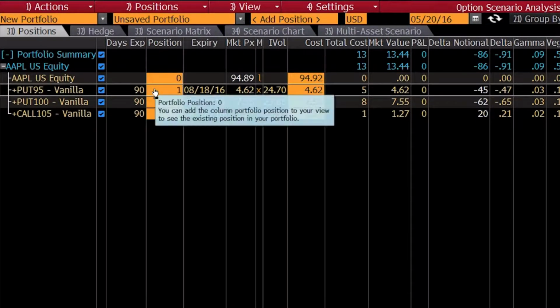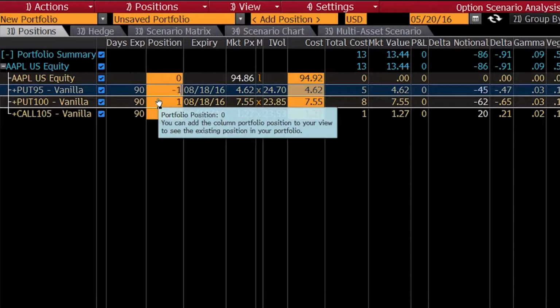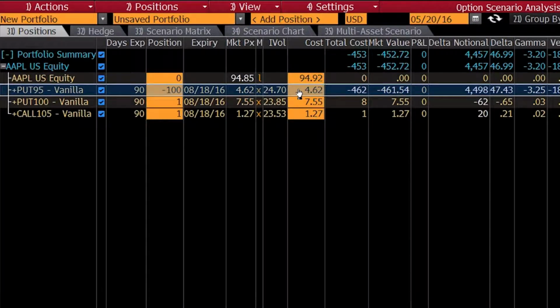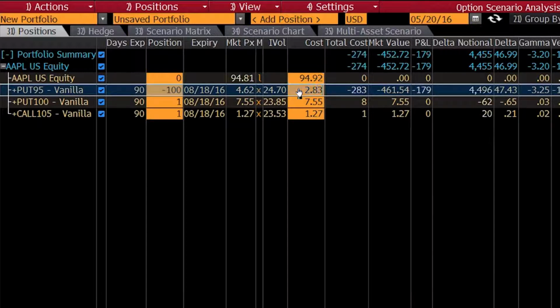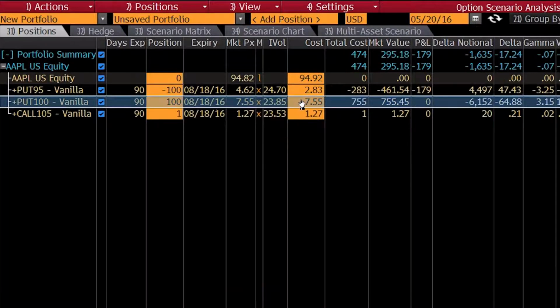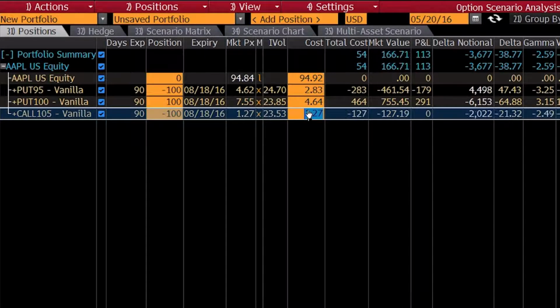Now, the 95 put was sold. That was part of the put spread. And it was sold at a level of 2.83. That was the cost price. The 100 put, the beginning of the put spread, was bought, and it was bought at a price of 4.64. The 105 call was sold to finance the situation, and that was sold at 3.04.